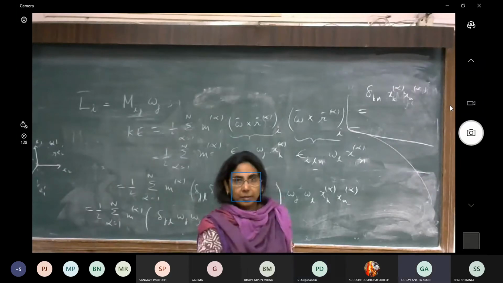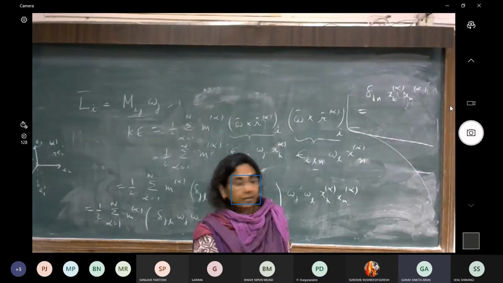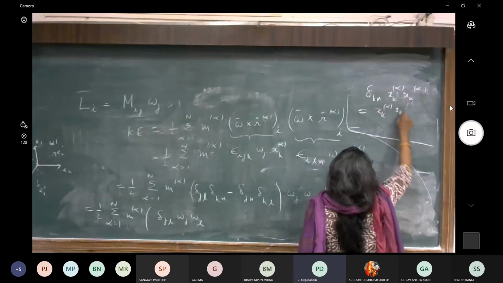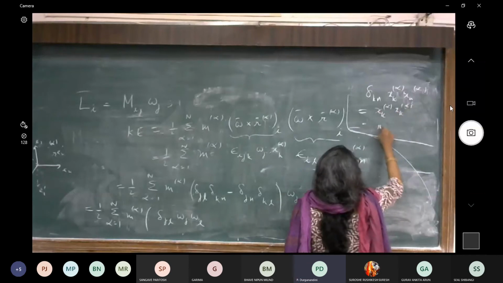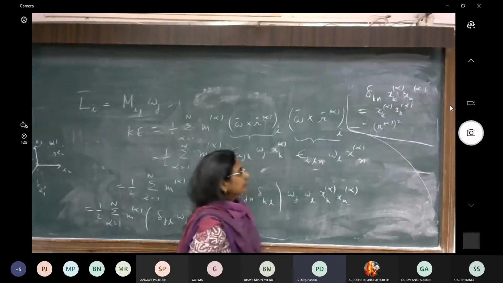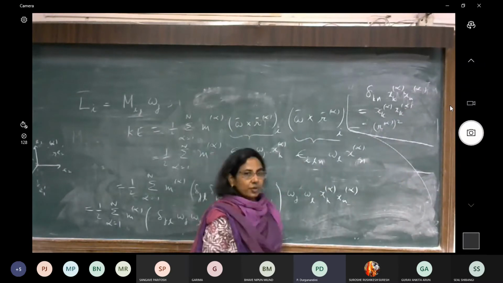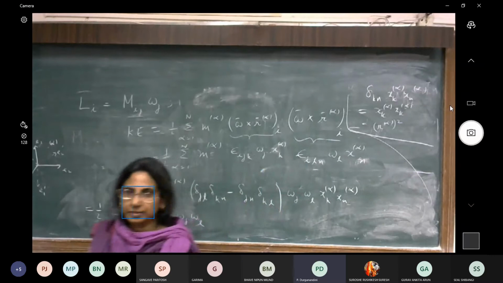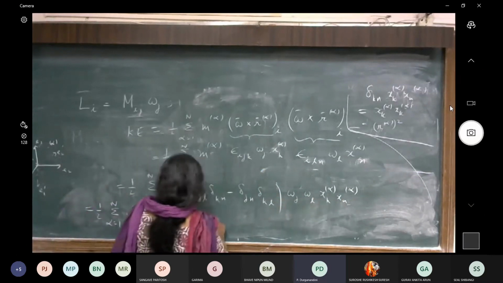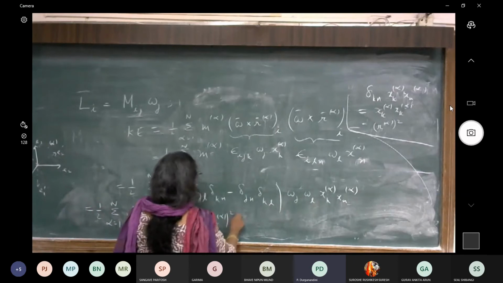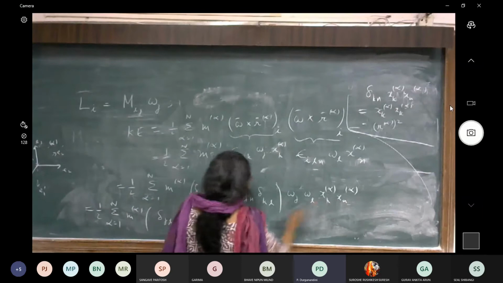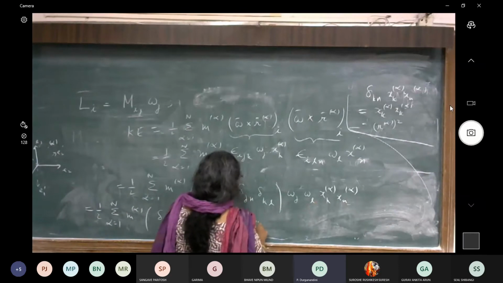It's going to be x_k alpha times x_k alpha. But this is nothing but r alpha squared, because it's x1 squared plus x2 squared plus x3 squared for the alpha particle. So for this first term, it's nothing but r alpha squared. And then from here, if you look at this, what I'm going to get is delta jn. So I will write this as x_k alpha.